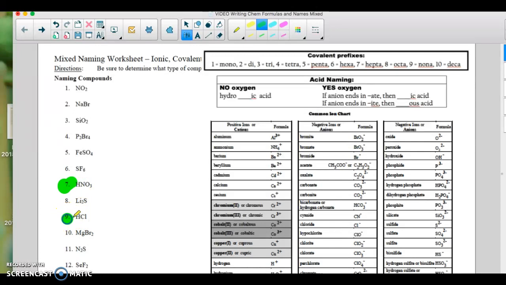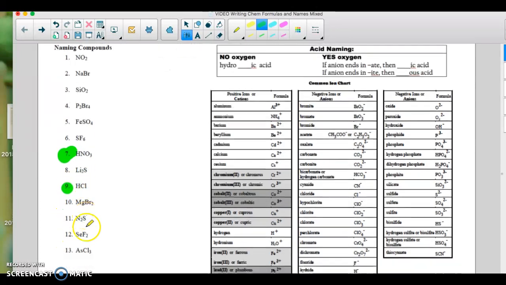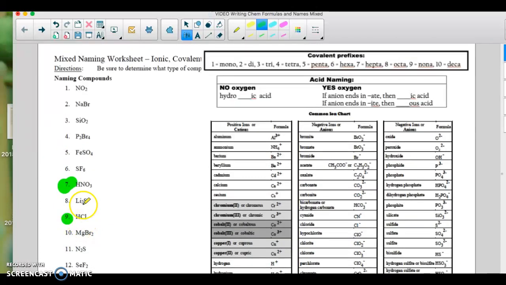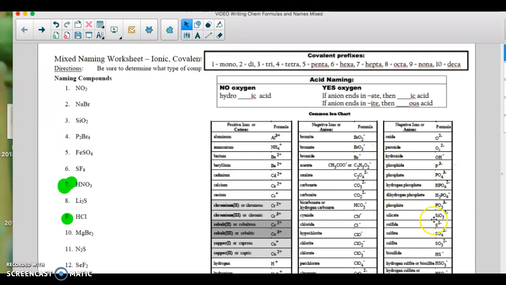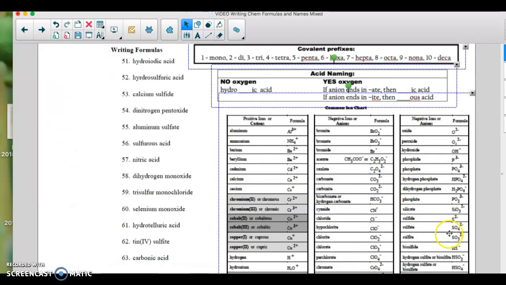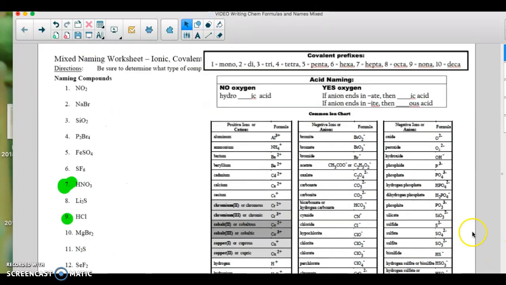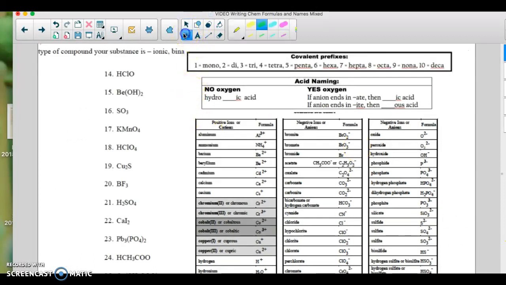So I'm going to highlight these. I highly recommend that you could possibly highlight on your quiz, or at least write down, these are the acids so that you don't forget. So I'm going to move to a different set of problems over here. And again, I'm looking for acids. So anything that starts with a hydrogen.